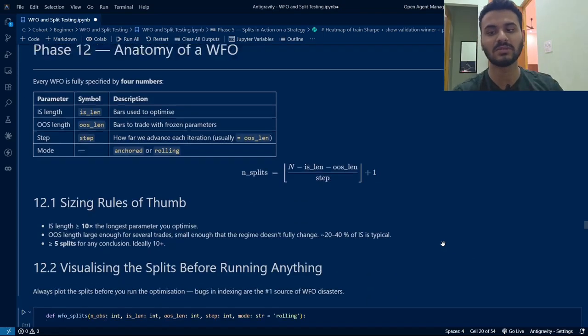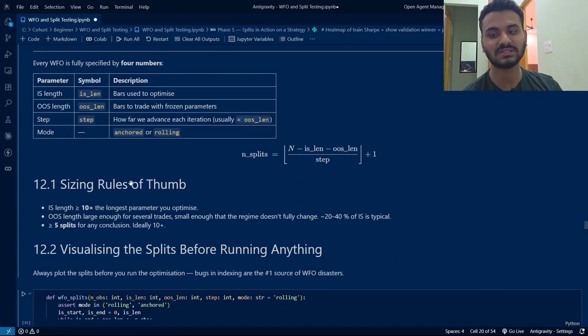Sizing rules of thumb. In sample length should be greater than or equal to 10x the longest parameter you optimize. Out of sample length should be large enough for several trades, but small enough that the regime doesn't fully change, so 20 to 40% of in sample is typical. Use at least 5 splits for any conclusion, ideally 10 plus, right?